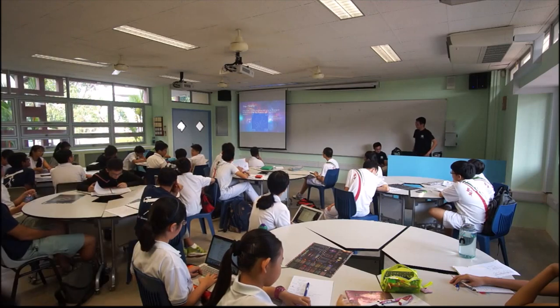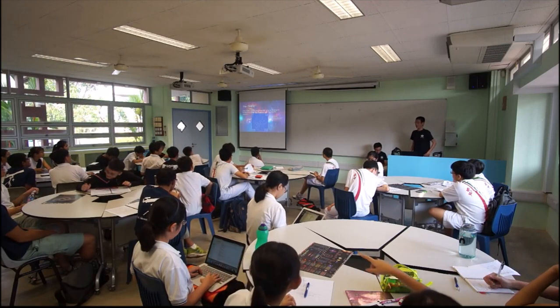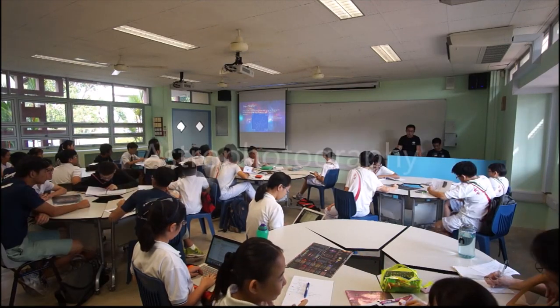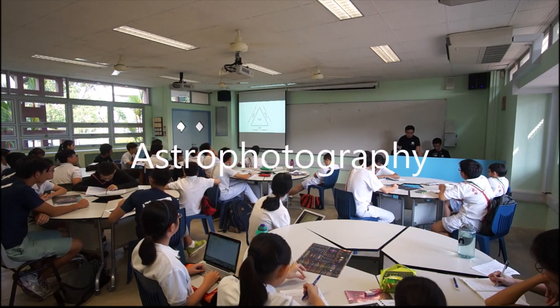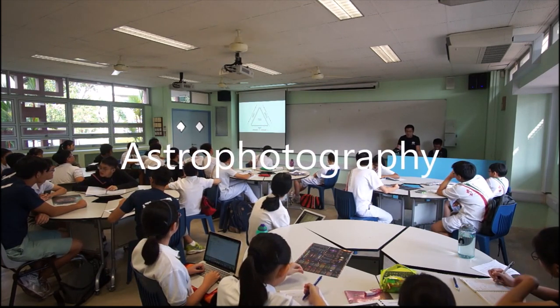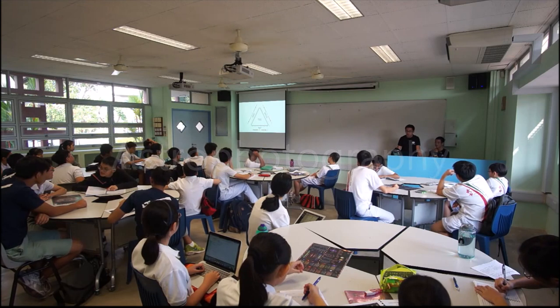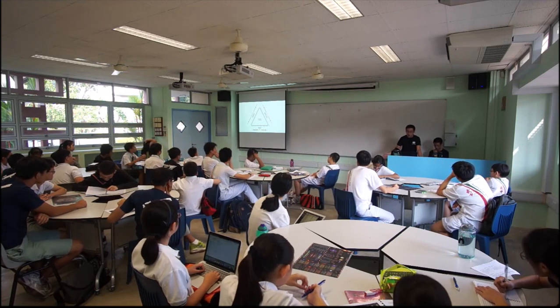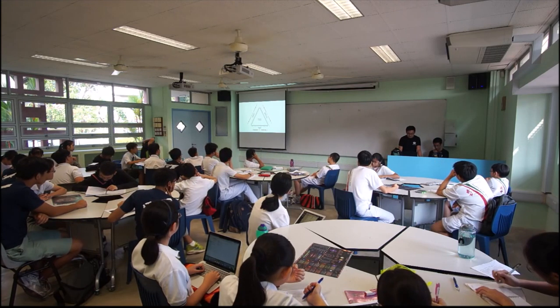Okay, so we will not cover star charts. Star charts are basically astronomical maps. Next are the three camera settings, which are aperture, exposure and sensitivity. We'll be covering those in detail to see how you are going to shoot a photograph.